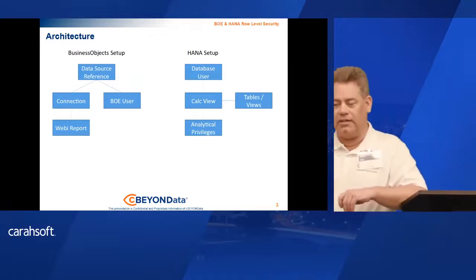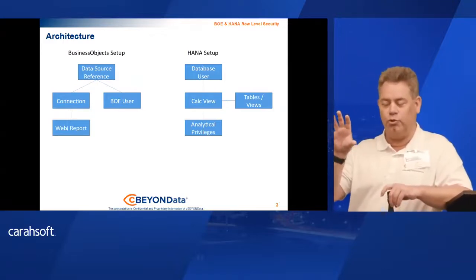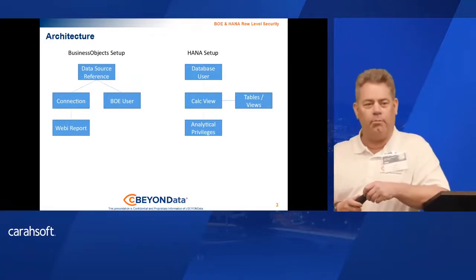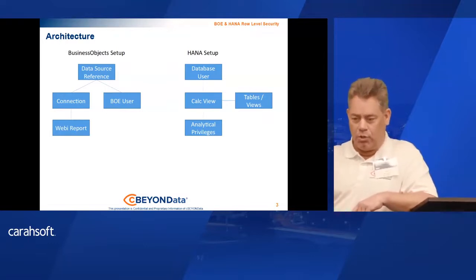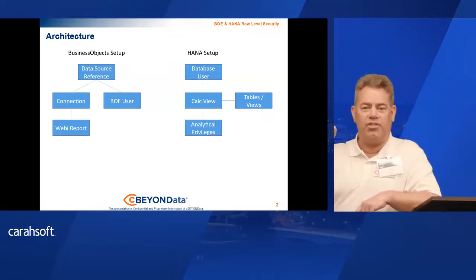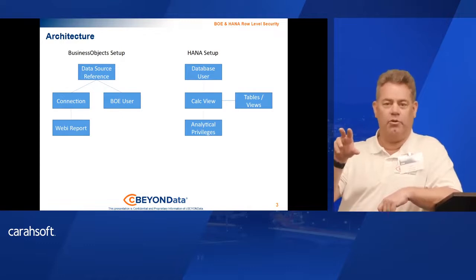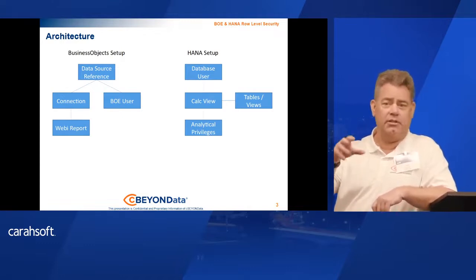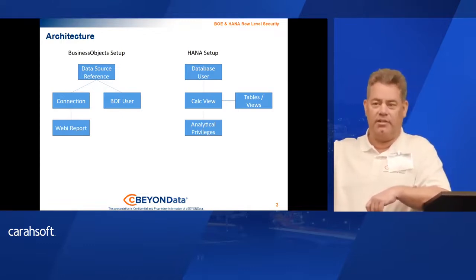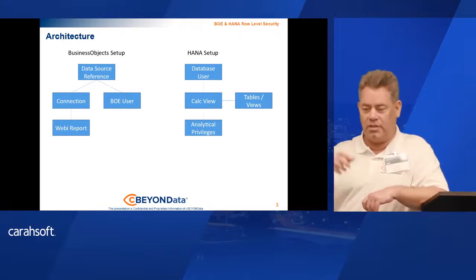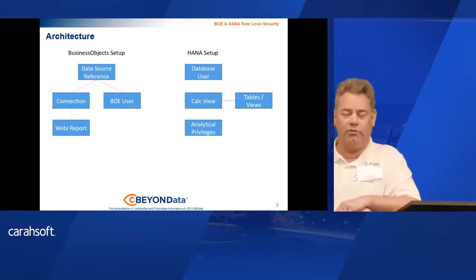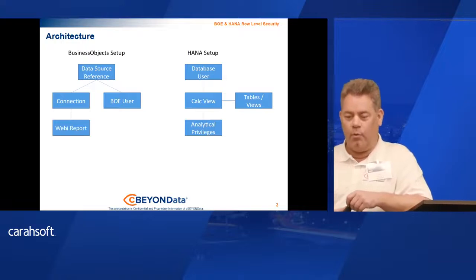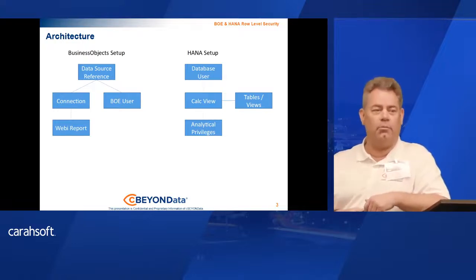So we're looking at the architecture for this kind of solution, and we run across a couple of different pieces here. On the BOBJ side, we've got this data source reference, which ties in with the universe connection, or just a connection. Everybody's familiar with that, right? We need to set up a database connection for our universes. Obviously the BO user, that's important. And then the Web Intelligence report, so we need to be able to see the data.